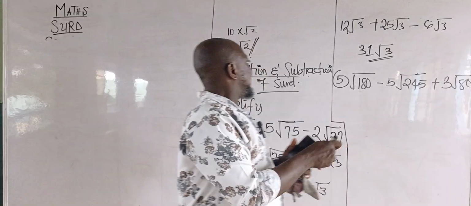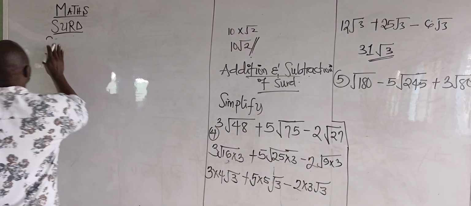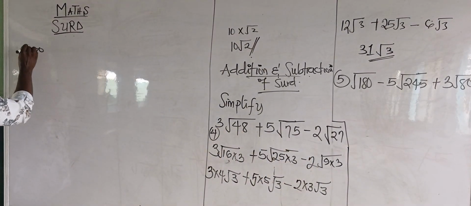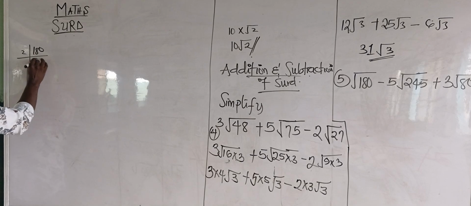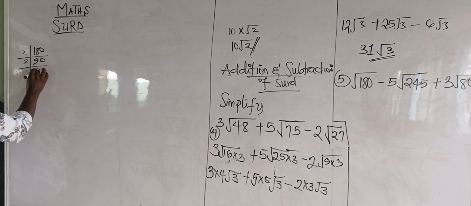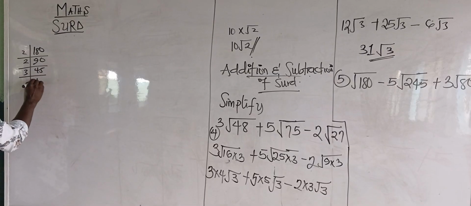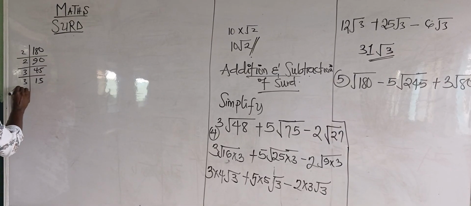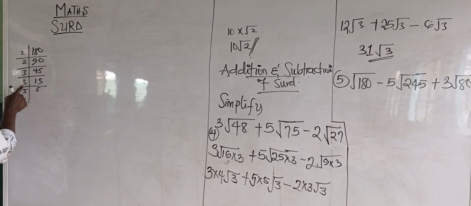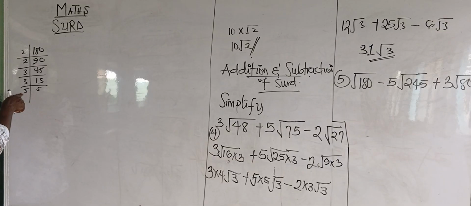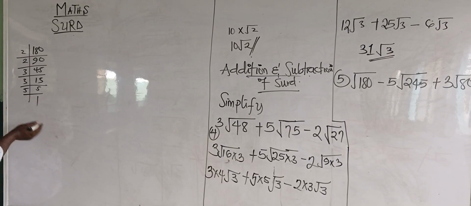Now let's check it. Let's take my 180 somewhere. This is my 180. What can go? Obviously, 2 can go. This is 90. 2 can still go. This is 45. 2 can no longer go, but 3 can go. If 3 can go here, this is 15. 3 can still go, this is 5. 3 can no longer go in 5, but 5 can go in 5. That's 1. So we can produce numbers now.